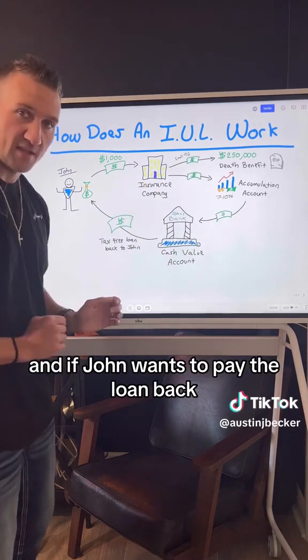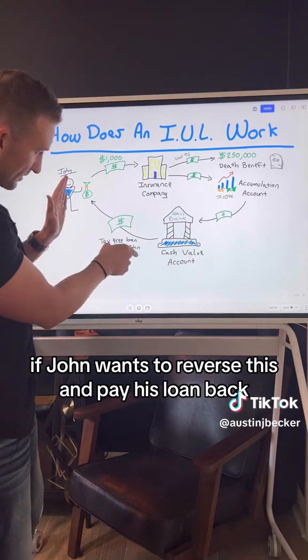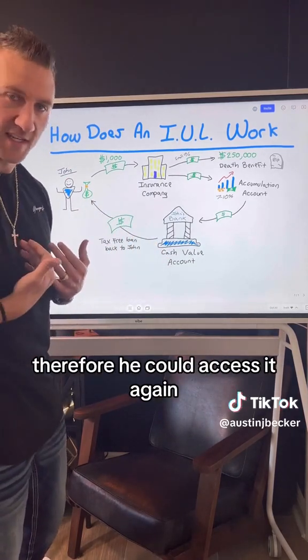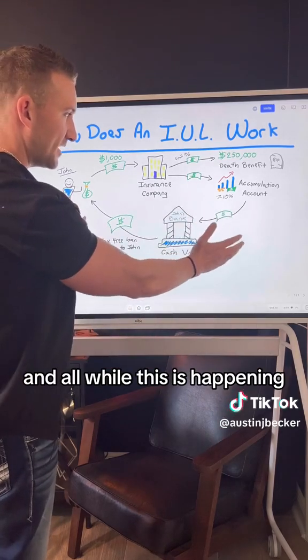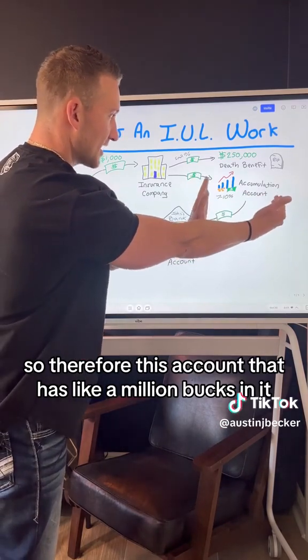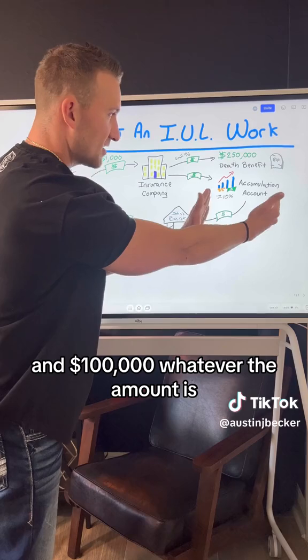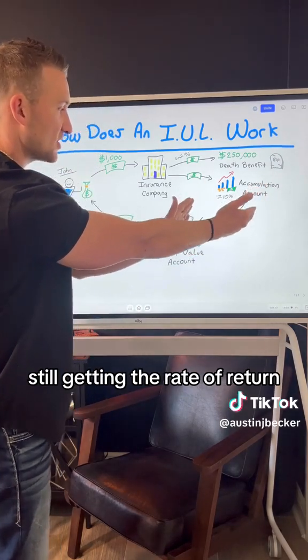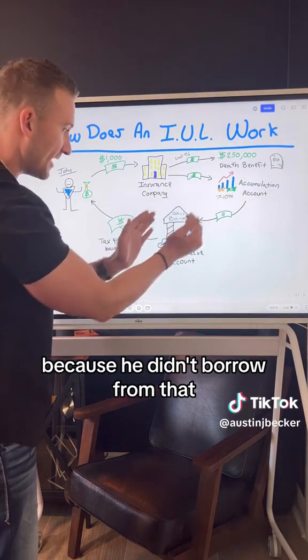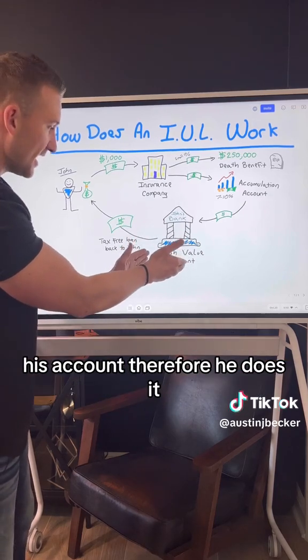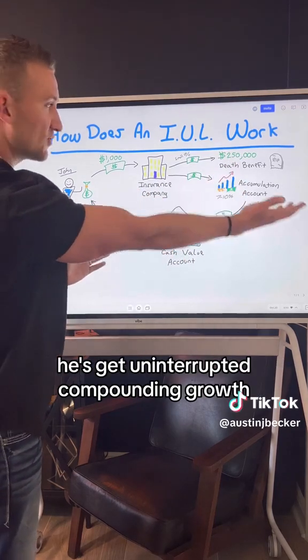And if John wants to pay the loan back, if John wants to reverse this and pay his loan back, he's putting it back in his cash account. Therefore, he could access it again. And all while this is happening, it's never touching the accumulation account. So therefore, this account that has like $1,000,000 in it, $100,000, whatever the amount is, that is still fully indexed, still getting the rate of return because he didn't borrow from that. He borrowed from the insurance company who collateralized it with the cash value in his account. Therefore, he gets uninterrupted compounding growth.